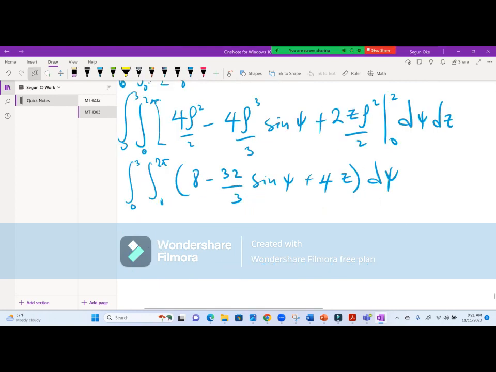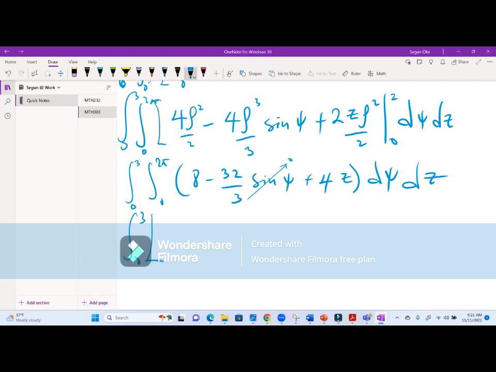Substitute, all you need to do is integrate with respect to psi, and the z is still there. The z is the last one, so it's going to be 0 to 3. So for us to integrate this one, what do we have? By the time you do this, it will give you 0, because when you substitute the value, the 2 pi there, it will give you 0. So this particular one will be 0, but let's still do this one.